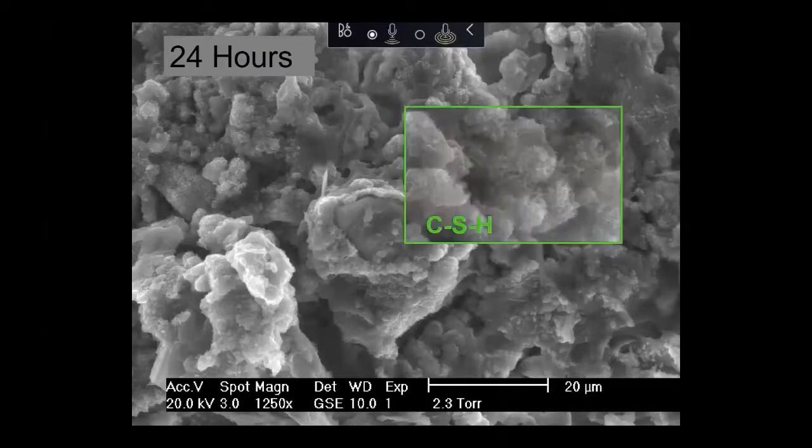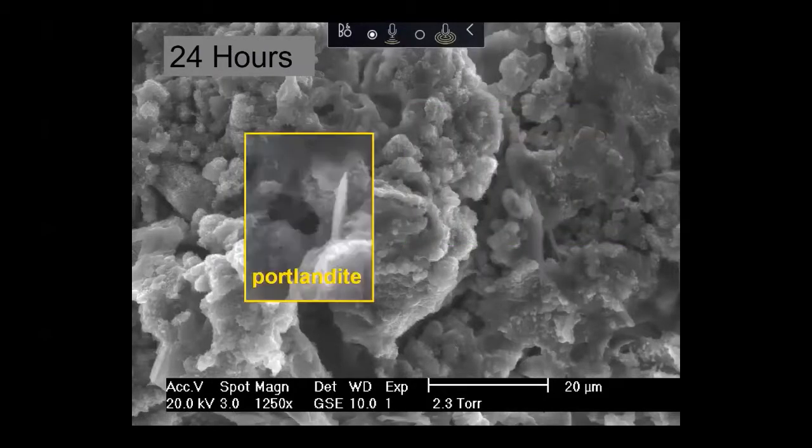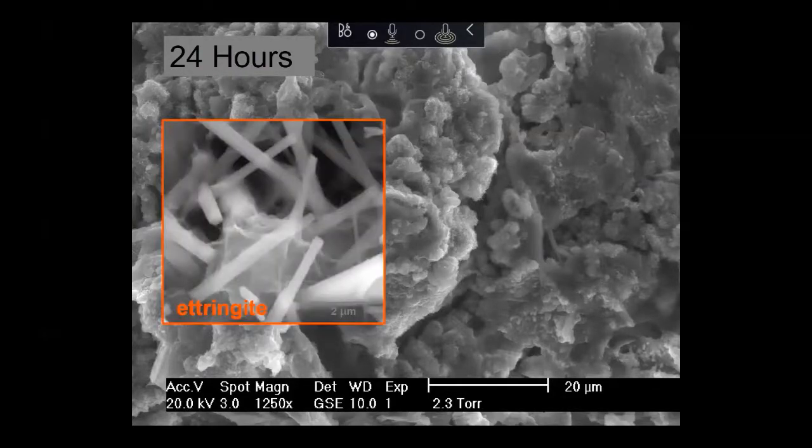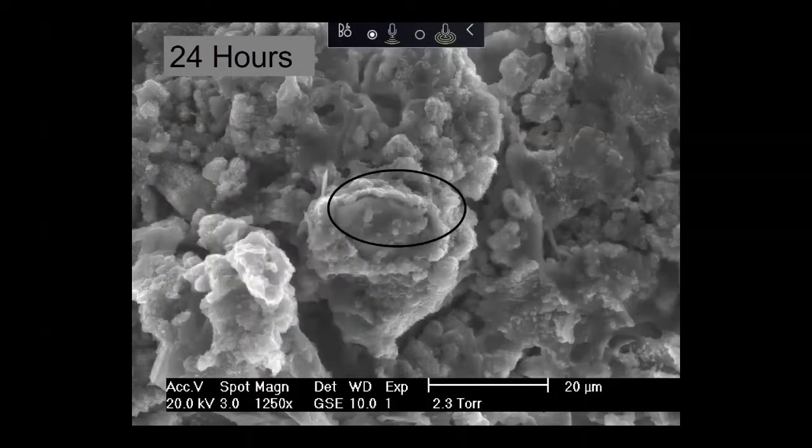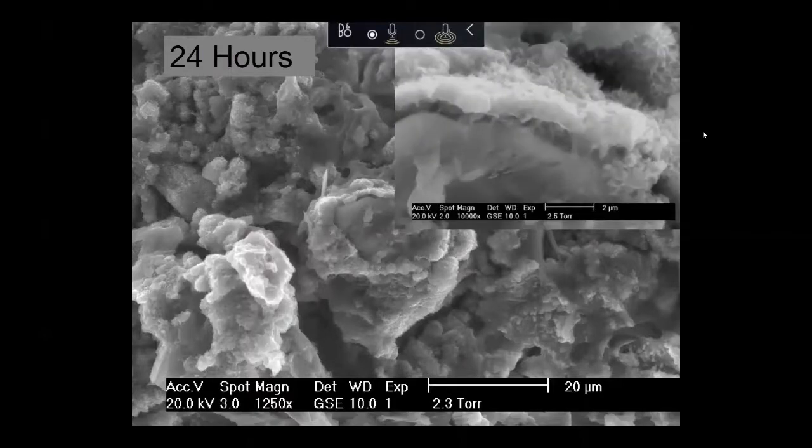We can see here the structure of CSH, which looks a bit like a hedgehog. We can see in other places the formation of some portlandite. Portlandite typically makes hexagonal flakes. And we also can see somewhere ettringite, which makes these long needles. And if we go closer here, we can actually see the unreacted clinker. There's a gap, and then there's the hydration shell forming on top of it.